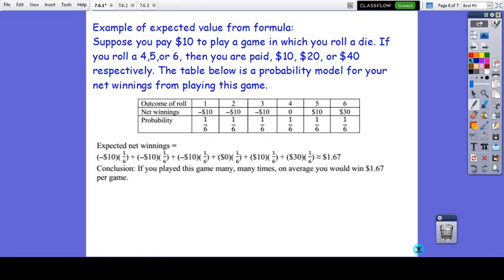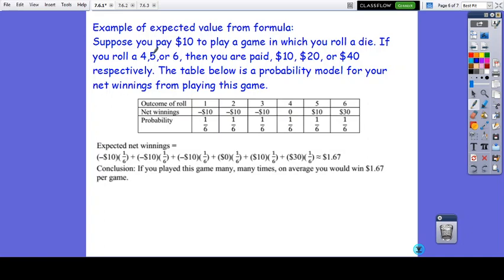Just an example of expected value from the formula. Suppose you pay $10 to play a game in which you roll a die. So you could lose $10. If you roll a 4, 5, or 6, you get paid $10, $20, or $40 respectively. So think about this. If you roll a 4, you're actually paying $10 to play and winning $10, so you're coming out with $0.